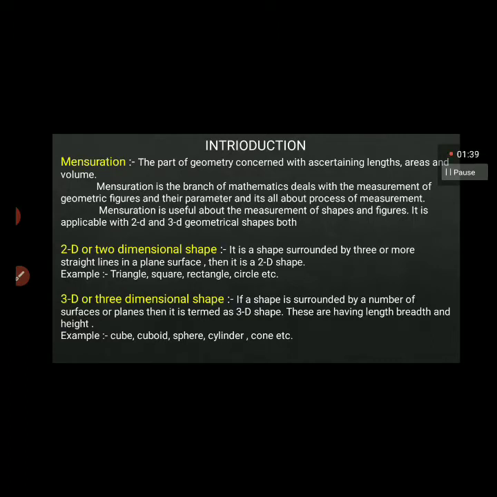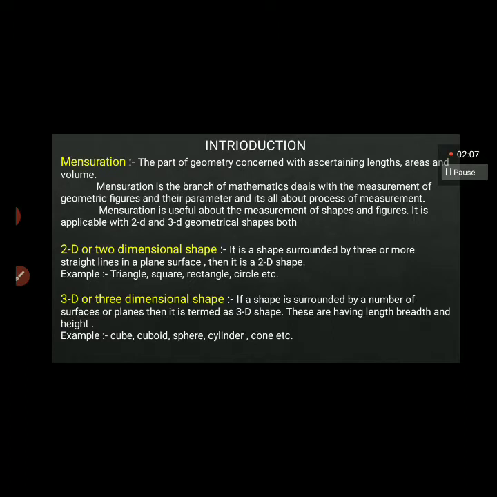Now what is the meaning of 2D shapes? The full form of 2D is two-dimensional shapes. It is a shape surrounded by 3 or more straight lines in a plane figure. Minimum 3 or more than 3 lines, meaning triangle, rectangle, square, pentagon, any figure it can be. These are called two-dimensional figures, meaning they contain only length and breadth. Now we'll see the 3D figures.